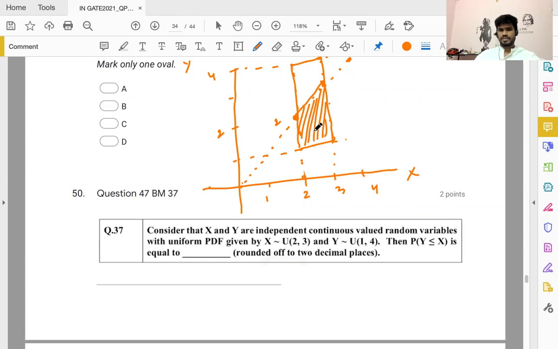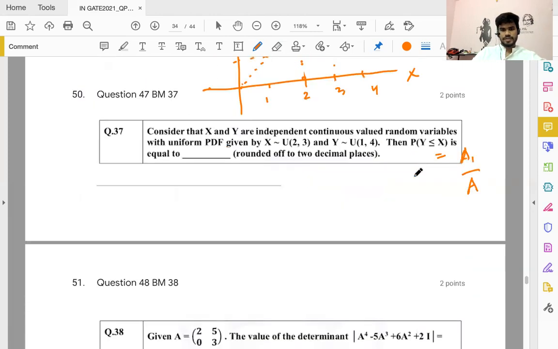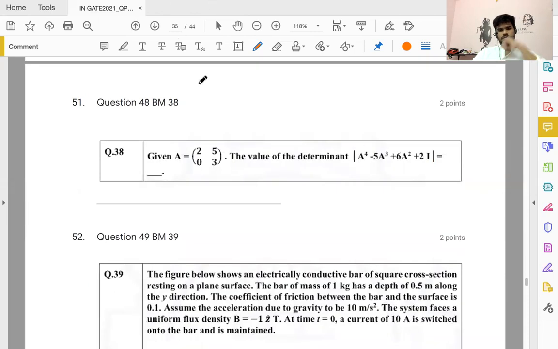You could do it in many ways. Let me just skip the answer. Let's call this A1 and this A. Your probability equals A1 by A, that is, the area of this triangle and the square by the area of this rectangle. That's what you're essentially looking at. Okay, how do you do this?